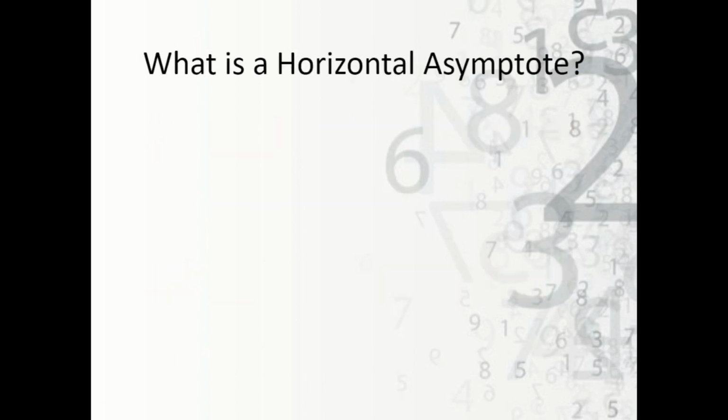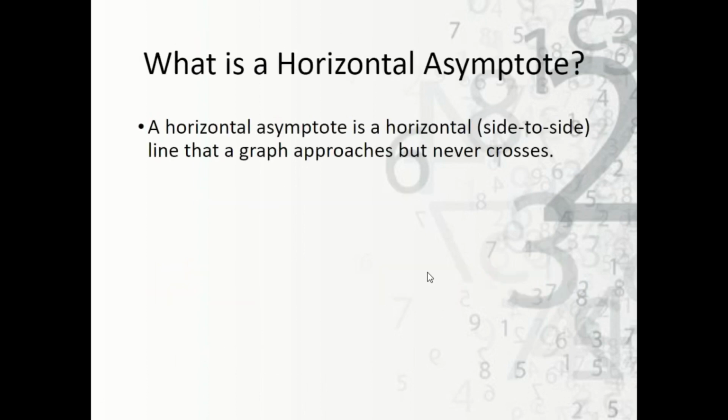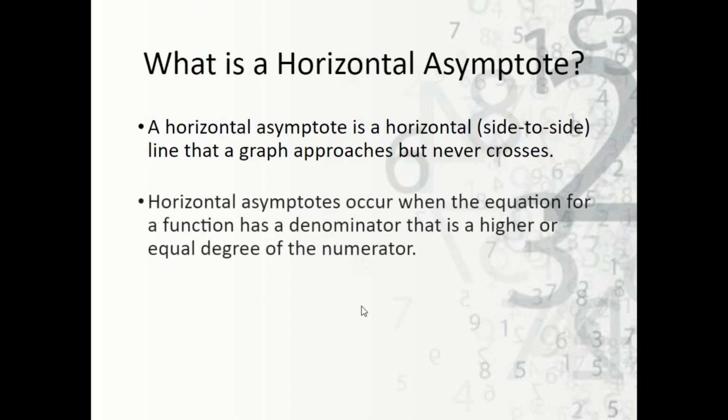Now, what is a horizontal asymptote? A horizontal asymptote is a horizontal line now, which means it goes side to side, that the graph approaches but never crosses. Horizontal asymptotes occur when the equation for a function has a denominator that is a higher or equal degree to the numerator. So for instance, 3x plus 1 over x minus 2. Well, notice they're both degree 1, so if they're the same or the denominator has a higher degree, then we're going to end up with a horizontal asymptote.